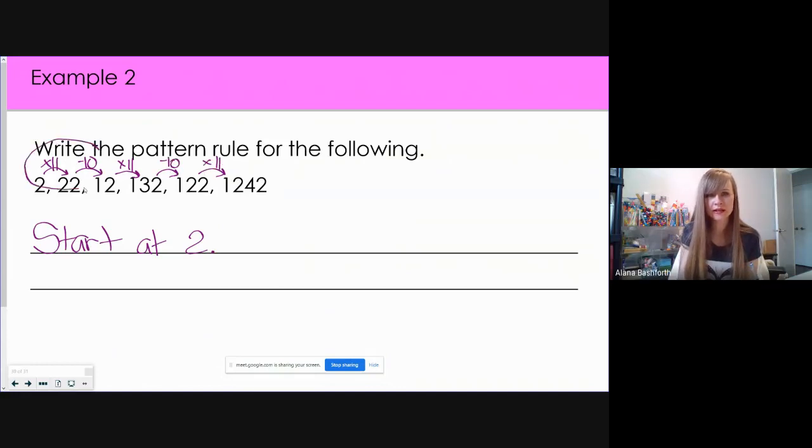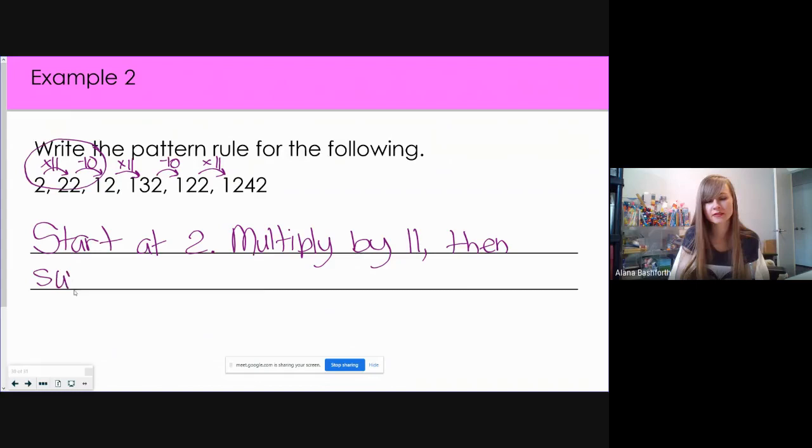So here is our pattern right here. We are going to say multiply, not times, multiply by 11, comma, then subtract 10 each time. And there's our pattern rule.